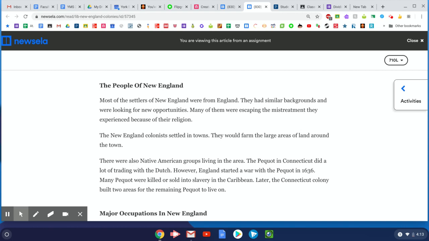They were also Native American groups living in the area. The Pequot in Connecticut did a lot of trading with the Dutch. Dutch are people from the Netherlands, Holland. However, England started a war with the Pequot in 1636, which I believe we didn't read about yesterday. We learned about King Philip's War, not the Pequot War. Many Pequot were killed or sold into slavery in the Caribbean. Later, the Connecticut colony built two areas for the remaining Pequot to live on.